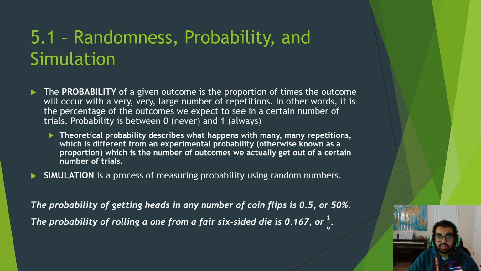The probability of a given outcome is the proportion of times the outcome will occur with a very, very large number of repetitions. Let's boil that down to layman's terms. It's the chance that something happens. So, for example, if I roll a fair six-sided die, the probability that I roll a 2 is going to be 1 out of 6.